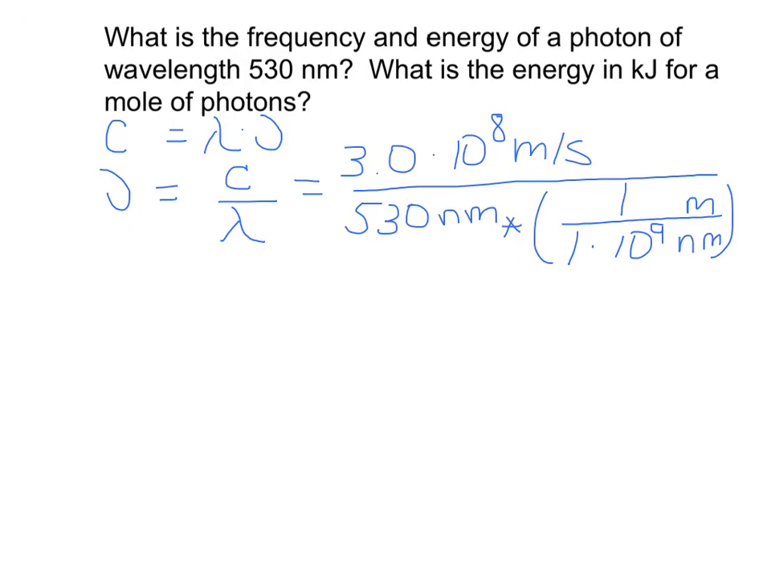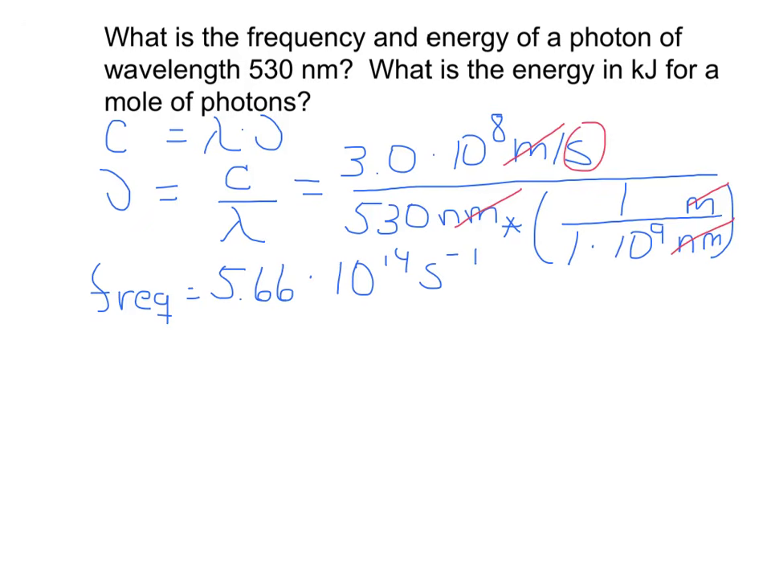Now notice what this does to our units. Meters cancel out, nanometers cancel out, and we're left with per second. That's good. That's the units we want for frequency. So when we're done, our frequency is going to be equal to 5.66 times 10 to the 14th, and that's in units of cycles per second. That's the answer to the first question.